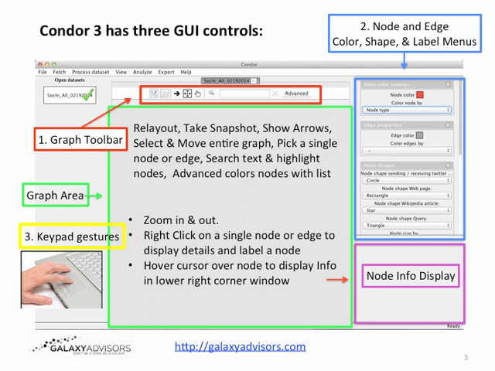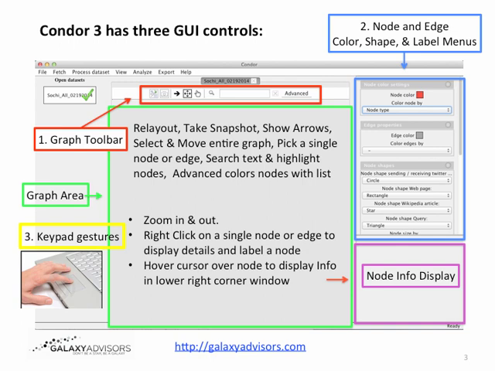Here we're looking at Condor 3 with a data set selected. At the very top, you're going to find the graph toolbar, which gives you the ability to relay out, take a snapshot, show arrows, select and move an entire graph, pick a single node or edge, search text and highlight nodes and edges, and advance color nodes with a list. On the side with the blue highlight are the node and edge color, shape, and label pick menus. In the green area is where your graph or map is visually displayed.